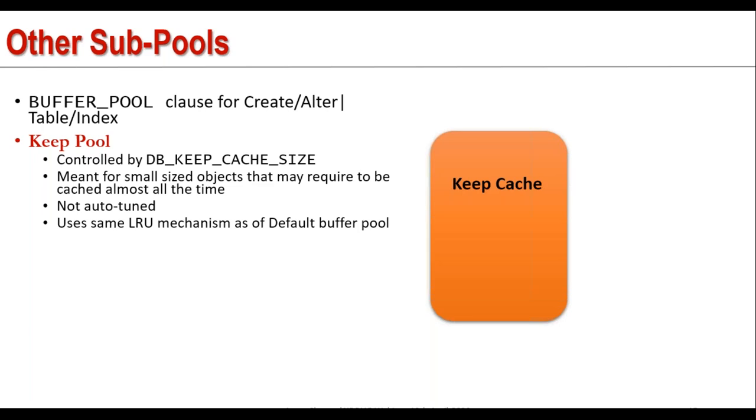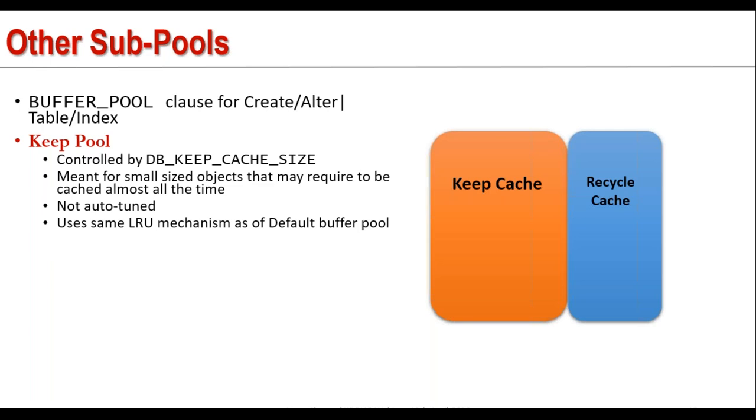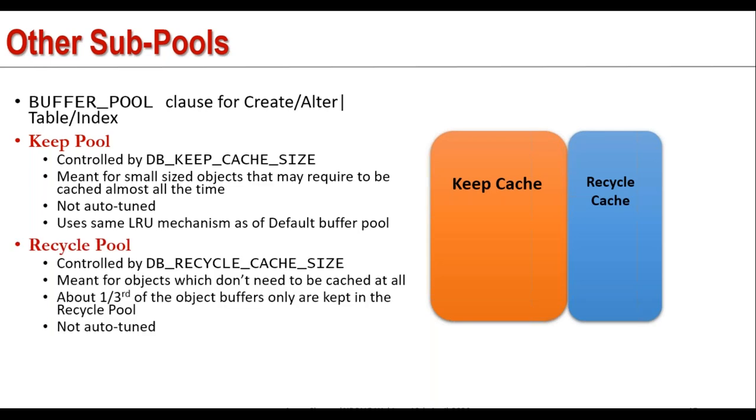But keep cache is something you can use for those objects which you are going to access more frequently, and you do not want to put those objects in your default cache. If there are objects which you do not access very often, and you do not want to crowd your default cache with them, for that purpose we have the recycle cache, which is controlled by its own parameter. Only about one third of the objects are kept in this recycle pool, which means as soon as you access the data from this recycle cache, the data gets flushed out.